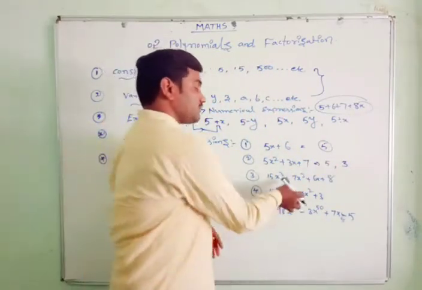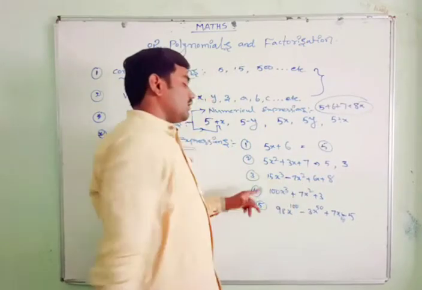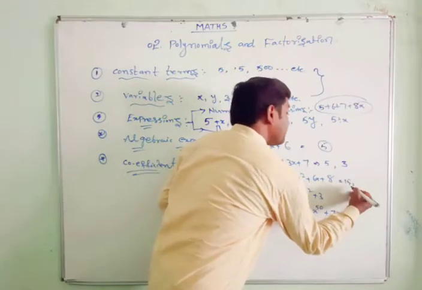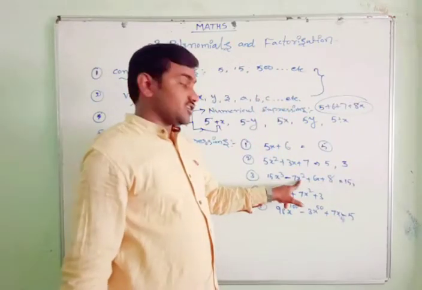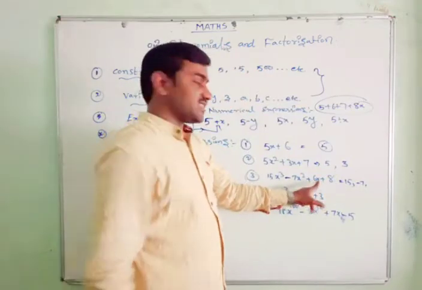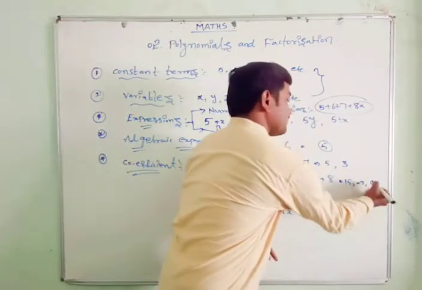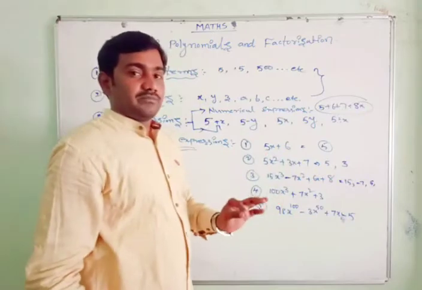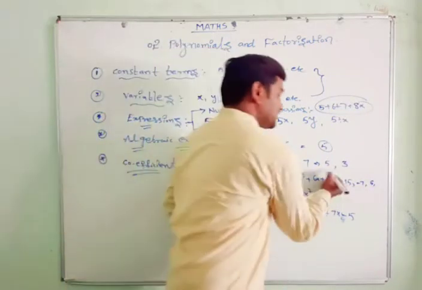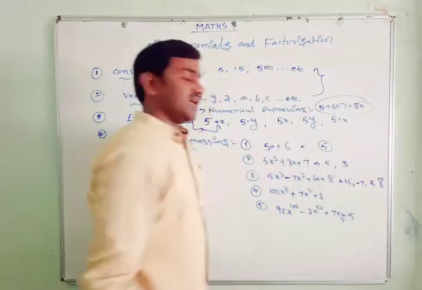Then let's see here. What is the coefficient of x cube? That is 15. What is the coefficient of x square? That is minus 7. What is the coefficient of x? That is 6. And what is the constant term in this third example? The constant term is 8.